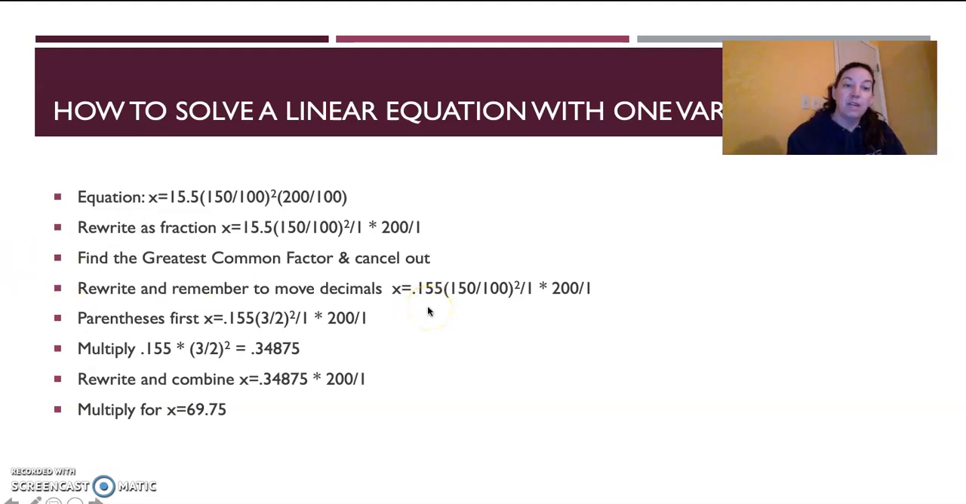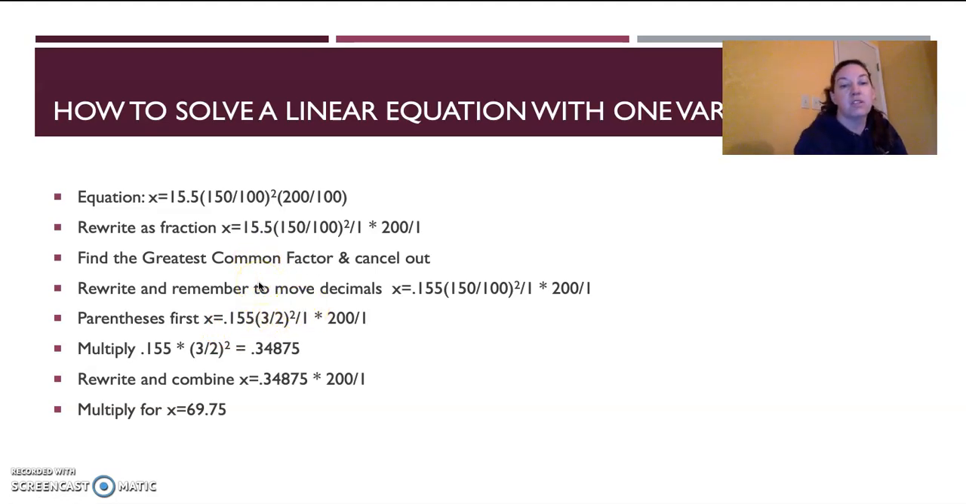Anyways, so then you rewrite, and you remember to move that decimal. So you have x equals 0.155 multiplied by 150 divided by 100 squared over 1, and again, multiply that by 200 over 1. So the next thing you do is you go through our sequence, which means parentheses come first. So x is multiplied then.